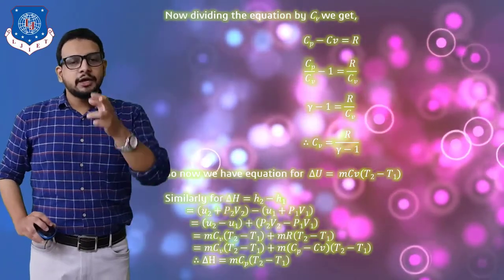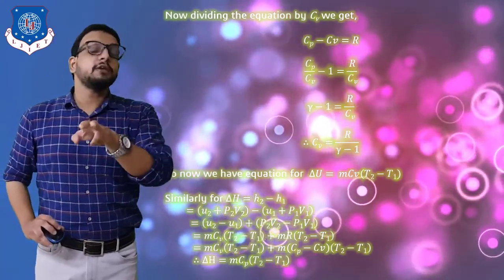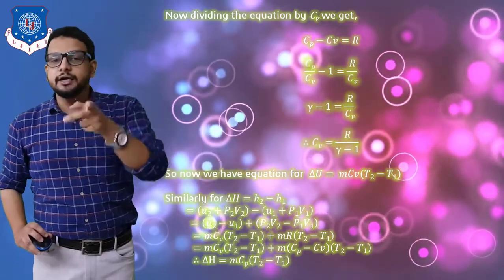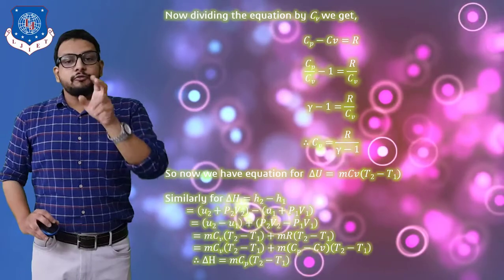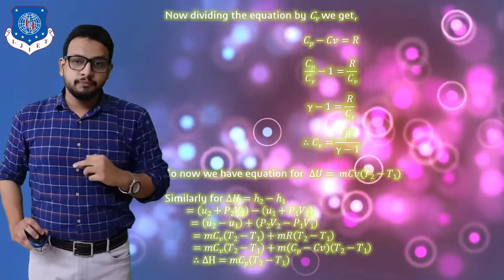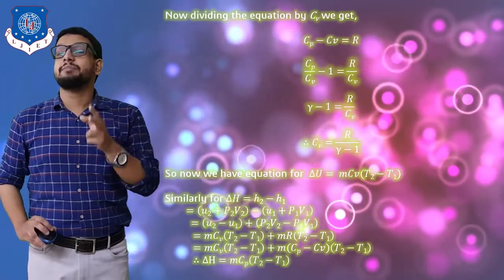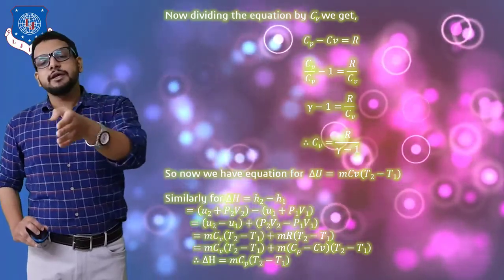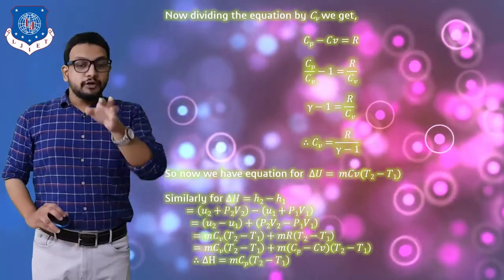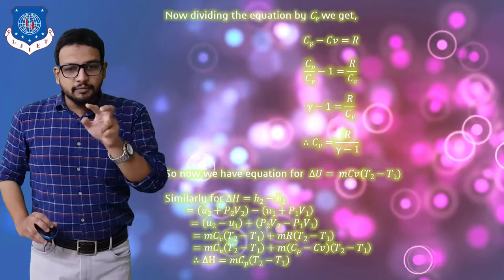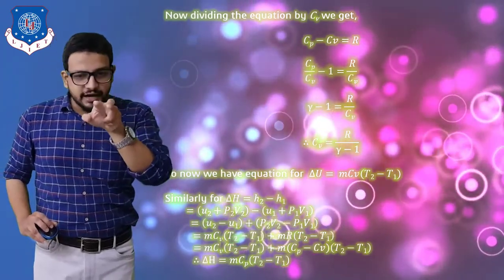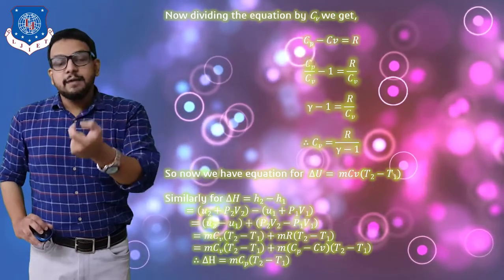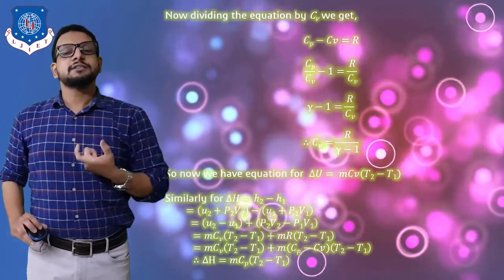So I have substituted that value, mCv(T2 minus T1), plus I can write PV in the form of mRT by using the characteristic gas equation, right? So in place of P2V2 I have written mRT2, and in place of P1V1, mRT1. Now further, in our next step, I have placed the value of R from Mayer's equation, R is equal to Cp minus Cv. So we can write the equation mCv(T2 minus T1) plus m(Cp minus Cv)(T2 minus T1). After expanding this term, if you see carefully, the term mCv(T2 minus T1) from the first side and the term minus mCv(T2 minus T1) are going to get cancelled out. So what will be remaining? mCp(T2 minus T1) will be remaining. That is our final answer for delta H.